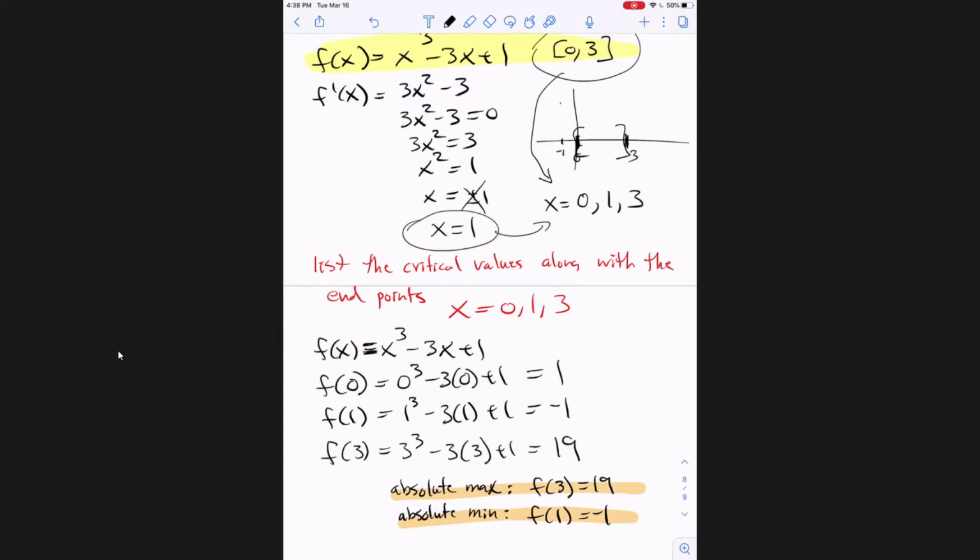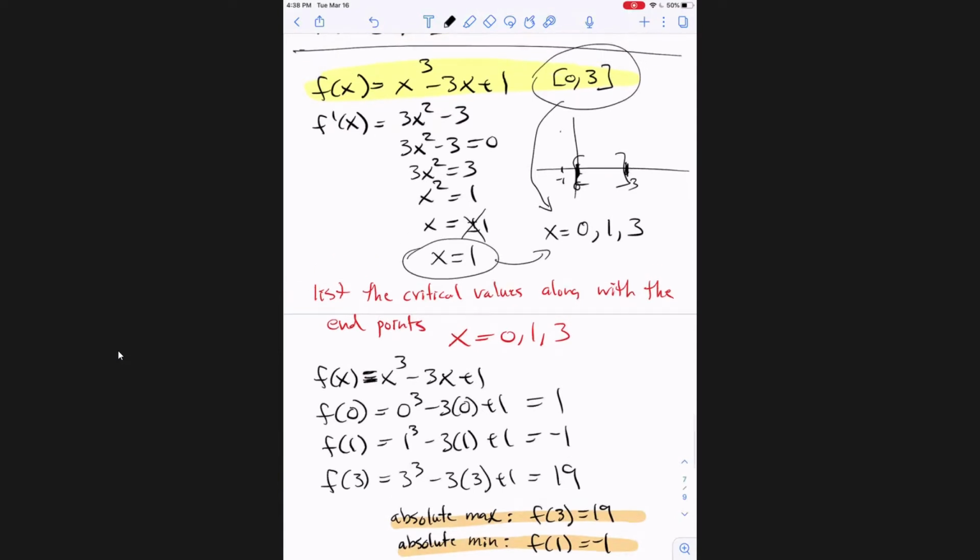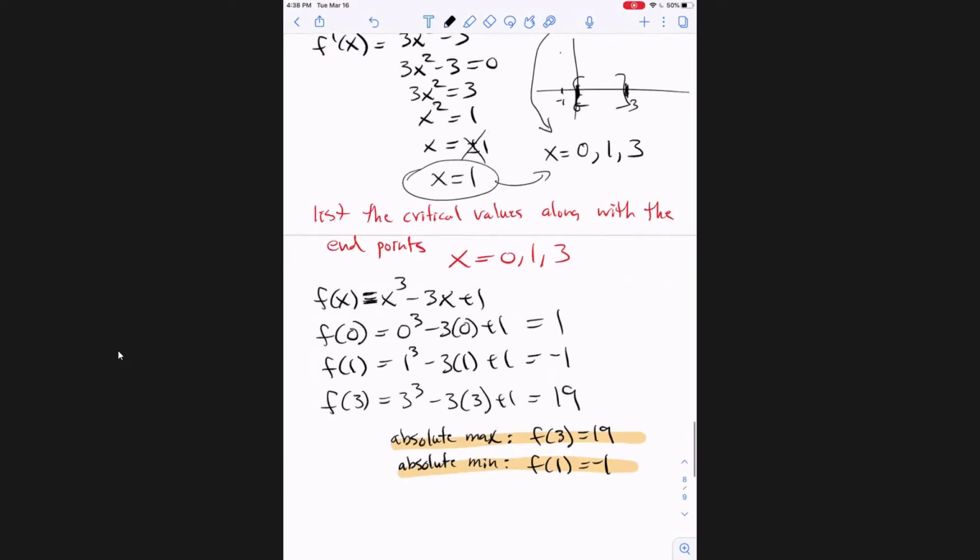All right, so let's recap what you do when you find the absolute max and min. You find your critical values, then you list them along with the endpoints, and you only list the critical values that are in the interval along with the endpoints. Then you plug every single one of them into the original function. The one that gives you the highest value is the max, and the lowest value is the min.